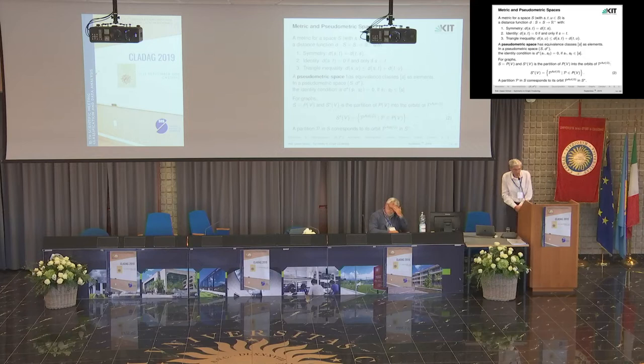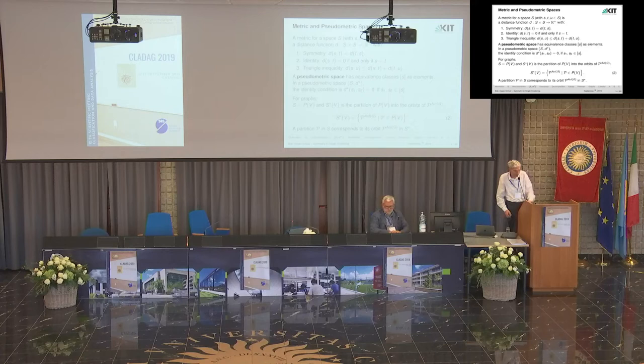Okay. Now, if we want to deal with this, we must construct metric and pseudometric spaces. That means if you have a metric for a space S, then you have a distance function with the usual properties of symmetry, identity, and triangle inequality. And that's the metric in a standard space. Now, if you have these group automorphisms, then what we do now is we construct what we call a pseudometric space. That is, we use the equivalence classes as elements.